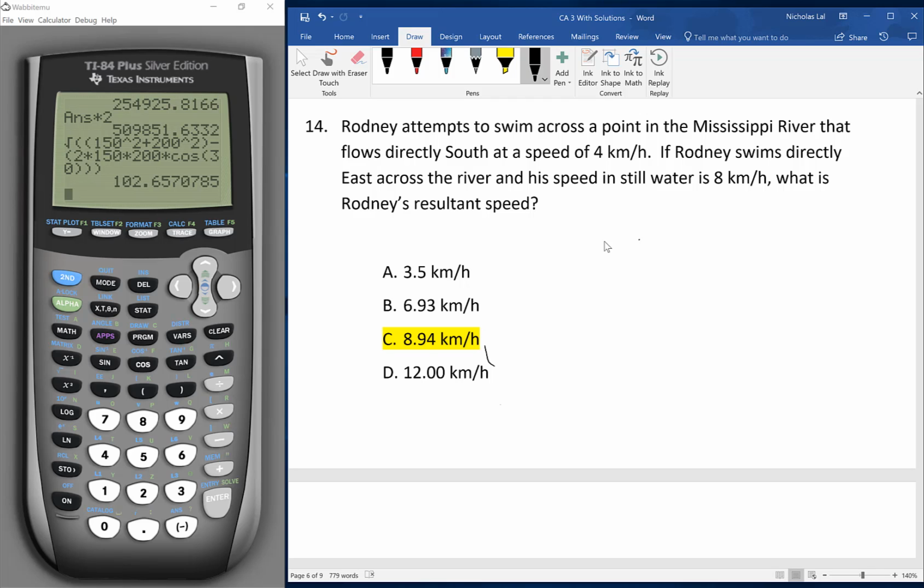All right, so Rodney's resultant speed, if you think about it, the river is going to have a vector going directly south at a speed of 4 kilometers an hour. So that's going to be one component. Then Rodney's going to try to swim directly east, and Rodney's magnitude alone is 8 kilometers an hour.